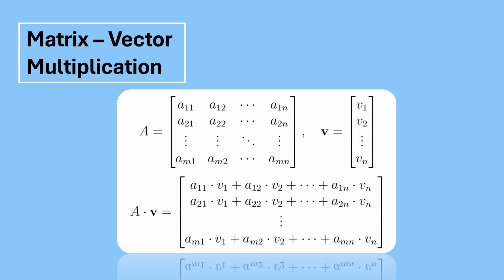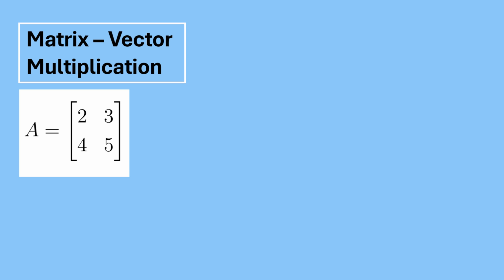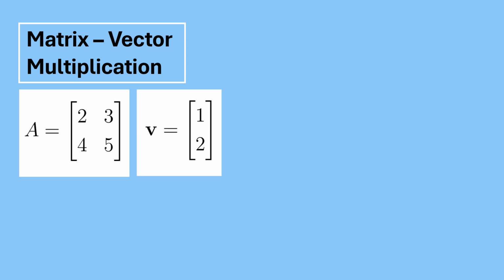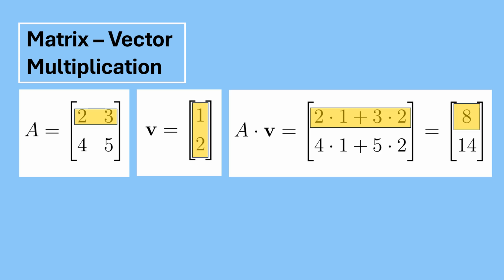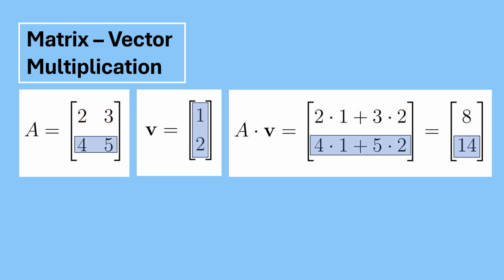For example, let us take a matrix with entries 2, 3, 4, and 5, and a vector with entries 1 and 2. To compute the result, we multiply 2 by 1 and add it to 3 times 2 for the first row. For the second row, we multiply 4 by 1 and add it to 5 times 2. The resulting vector has entries 8 and 14. This process demonstrates how matrix vector multiplication transforms a vector.